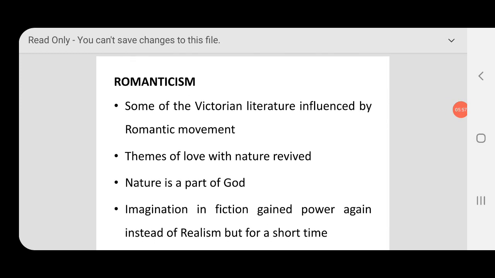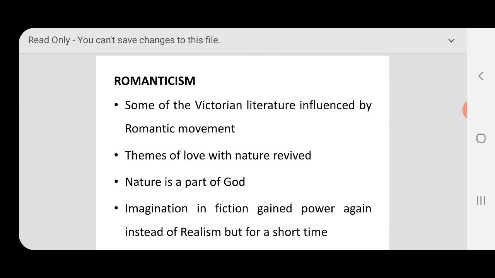Romanticism is another important characteristic of Victorian poetry. Actually, the Victorian age was the bridge between romantic and modern literature. So, early Victorian writers continued the tradition of romantic literature in their poetry. Themes of love for nature were revived in the poetry of the Victorian age, and nature was treated as a part of God, and imagination and fancy gained power again in Victorian literature.